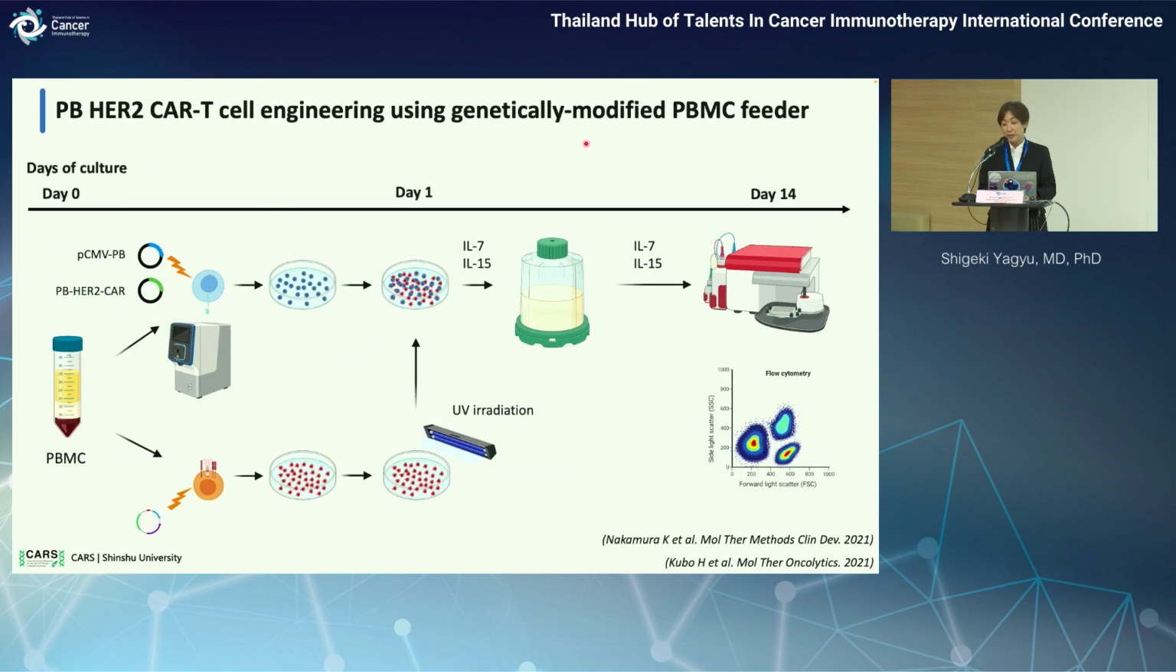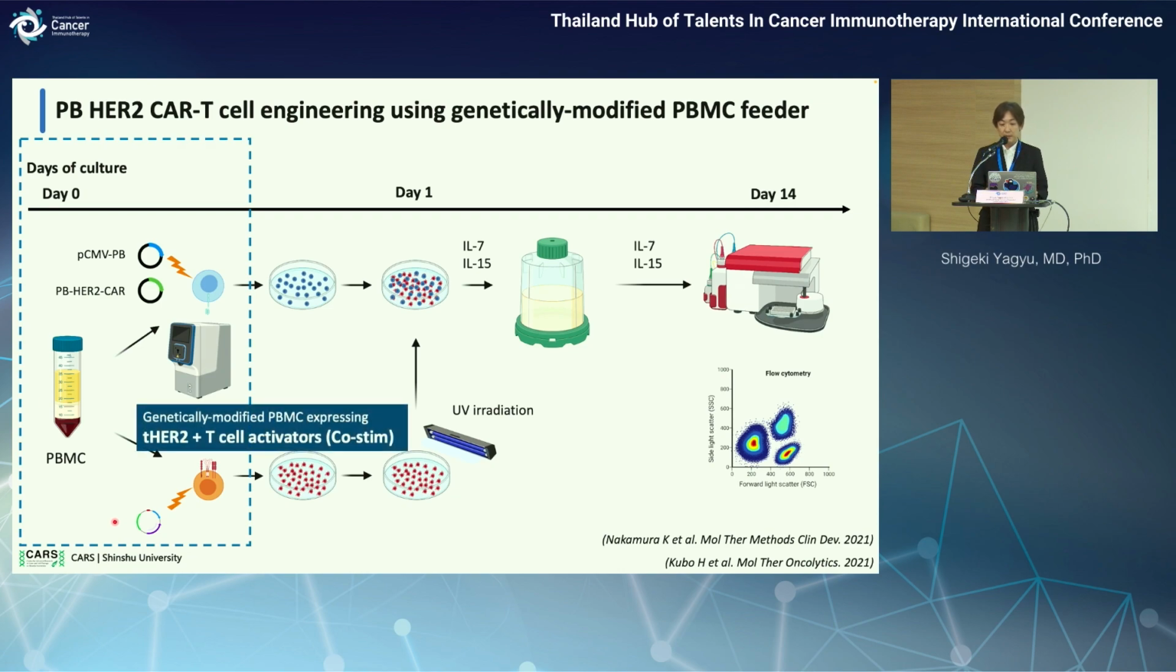So we have tried to establish piggyBac CAR T cells targeting HER2. Initially, we divided PBMC, one for CAR T cell manufacturing and the other for feeder cells. We overexpressed truncated HER2 and T cell activators, in this case co-stimulators, on feeder cells. And we have optimized the electroporation protocol of the transposase and transposon plasmid into non-activated resting T cells. And these electroporated T cells were then mixed with the feeder cells on day 1 for further expansion.